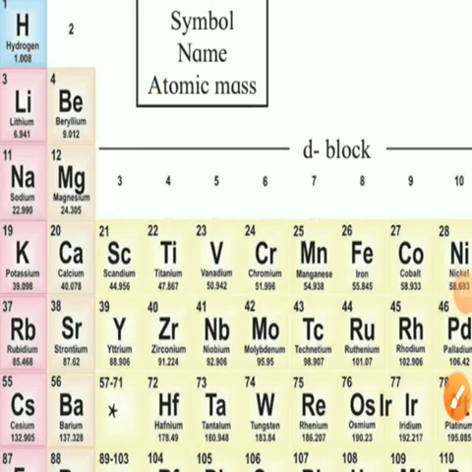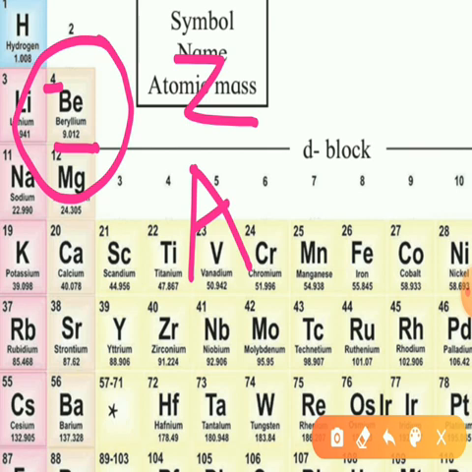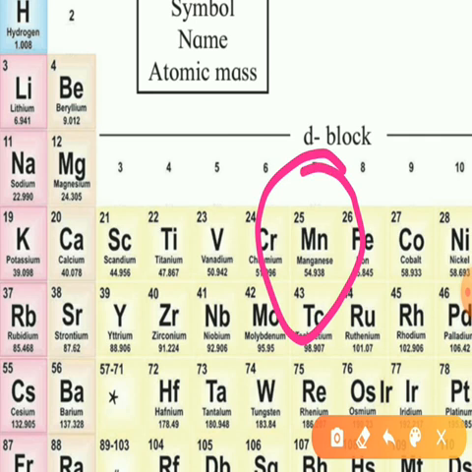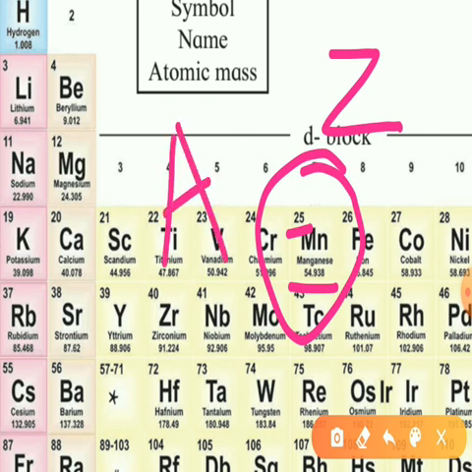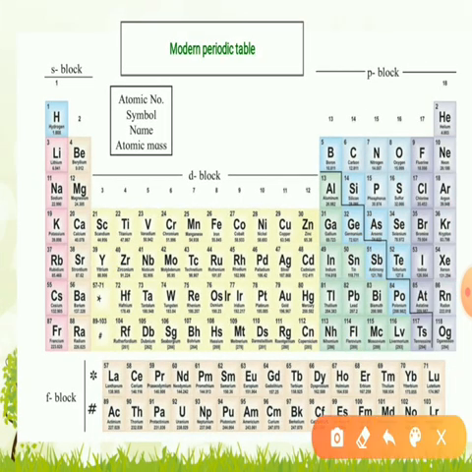See students, if you consider one example, let us take beryllium, where this 4 corresponds to the atomic number, which is Z, and this 9.012 corresponds to the atomic mass, which is A. If you take another example, manganese, this 25 corresponds to the atomic number Z, whereas 54.938 corresponds to the atomic mass A. So you can see in this periodic table that it is arranged in the order of atomic number Z. You can see this is 1, here it is 2, 3, 4, 5, so it goes on increasing in this way.